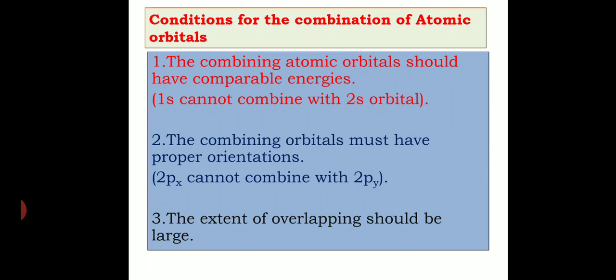right? So the third condition, the extent of overlapping should be large, right? When the atomic orbitals combine, the overlapping should be very large, then it will lead to formation of the molecule and the molecular orbitals.